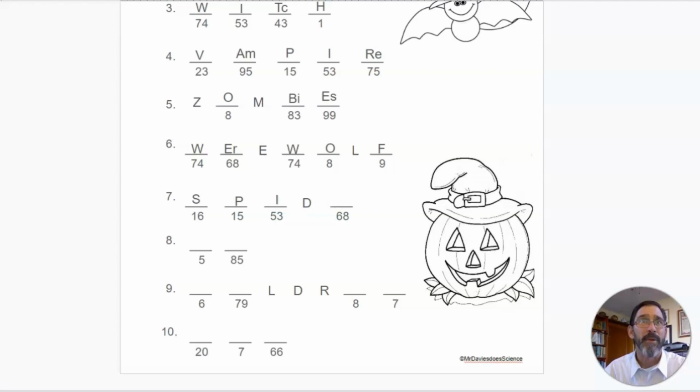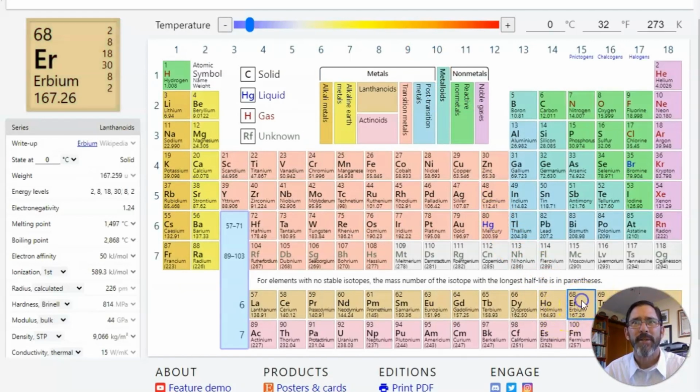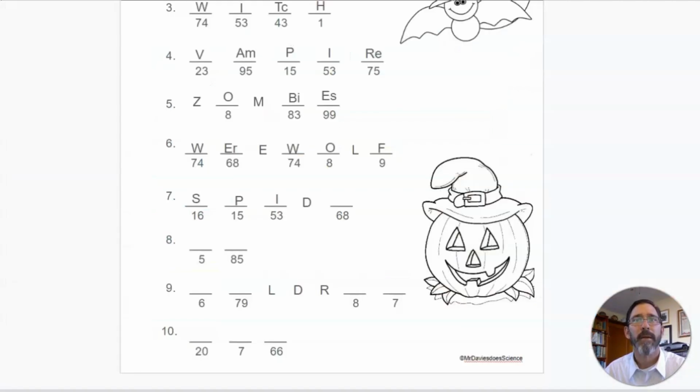Last atomic number for number 7 is atomic number 68. Number 68 is down in the lanthanides. Right here, it's erbium, capital letter E, lowercase r. Erbium. Above the number 68, go ahead and write in a capital letter E, lowercase r, and you've completed the word for number 7. That word is spider.